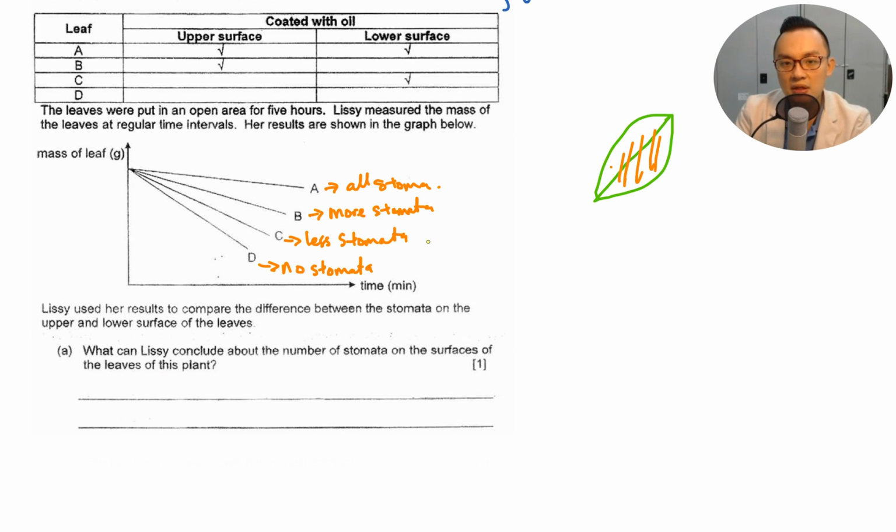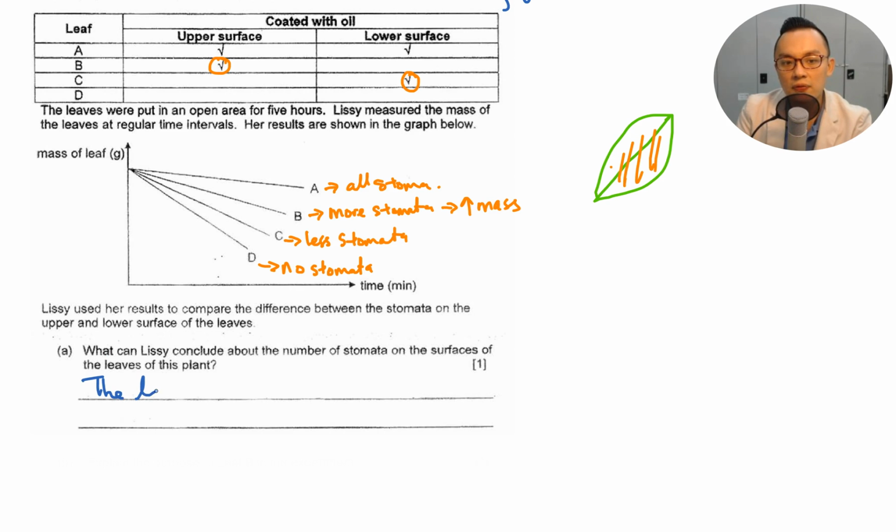Okay, this is quite a special plant because for most plants, the top has fewer stomata than the bottom. But for this particular plant, the top, B, has more stomata than the bottom. All right, because when I cover the top, it is heavier. So therefore, when there are more stomata and I cover them, then the mass will increase more. So what can I conclude about the number of stomata?